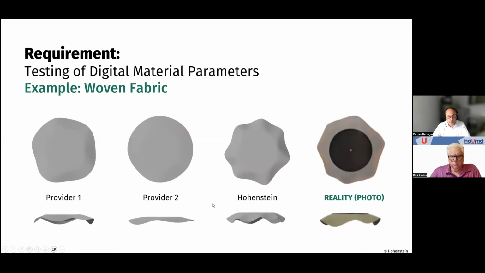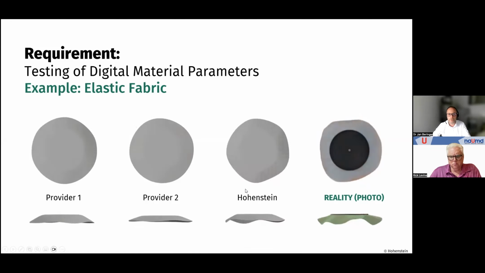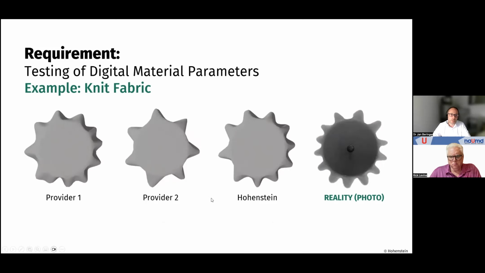In terms of material parameters, let's look at a woven fabric. A little comparison between two different providers and what we, for example, offer. You can see the reality, which is the photo, always on the left side, and you see we are pretty close to the realistic appearance. Two other providers are a little bit further away for this woven fabric. If you look at another fabric, an elastic fabric, again the comparison between the realistic appearance, the real photo of the fabric, and the three different digitization providers, we can also see that we are a little bit closer to reality than the two other ones.